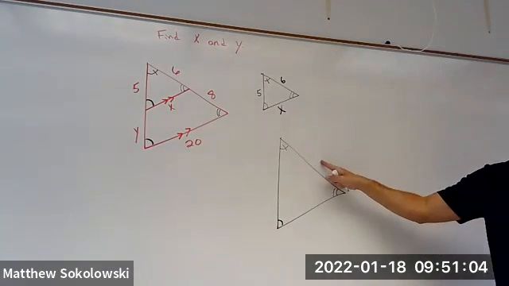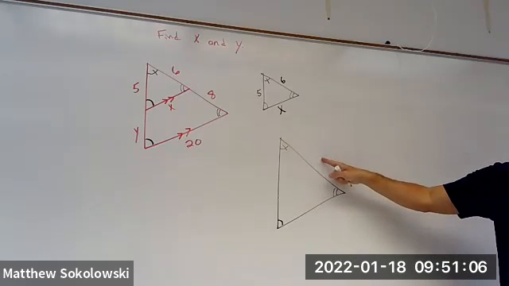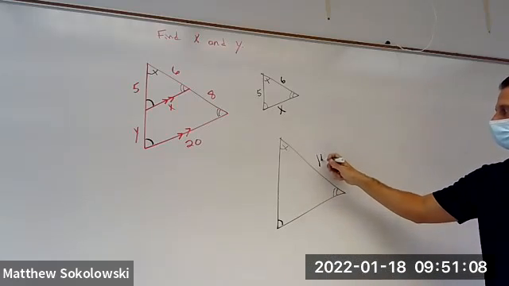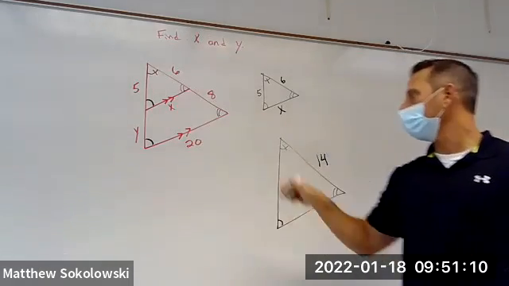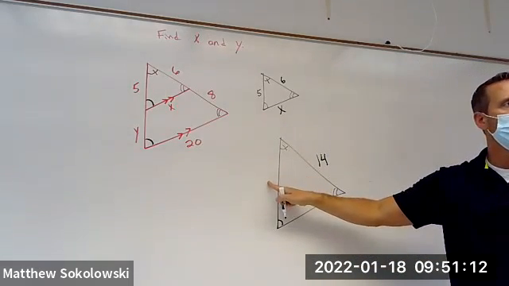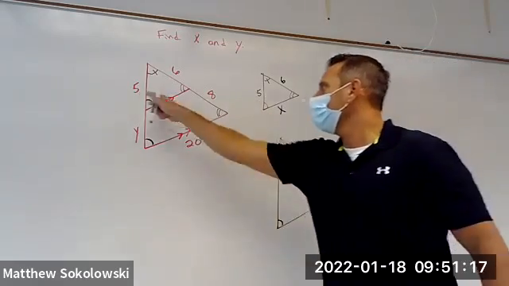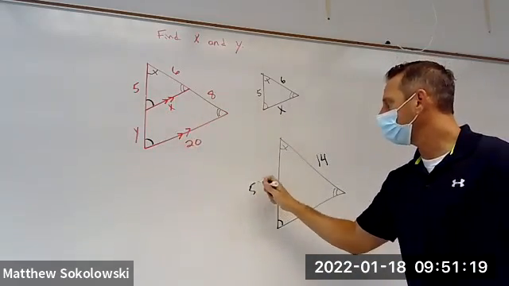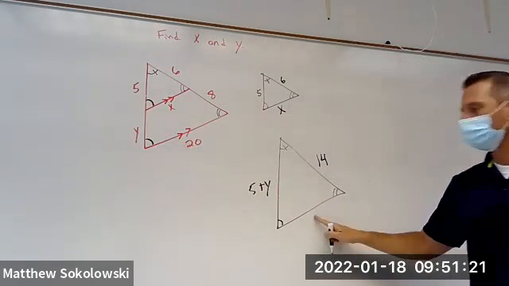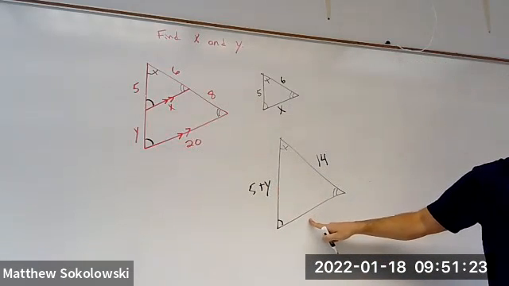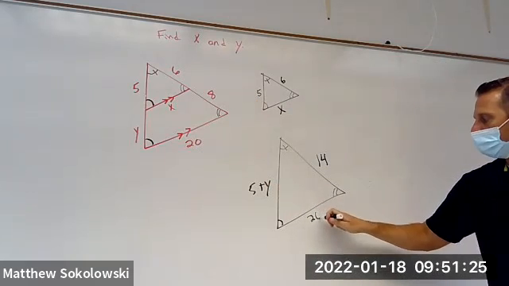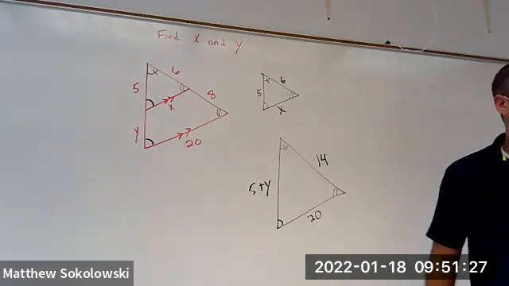What's the length of this side? 14, yeah. 6 plus 8. That whole length is 14. What's the length of this side? 5 plus y, right? You add those to get this side. What's the base or bottom side? It's 20. Okay, so there's our missing sides.